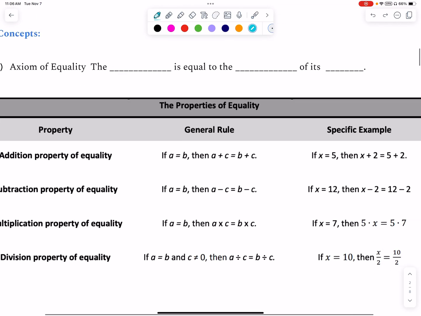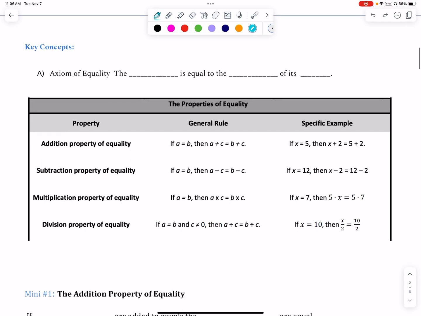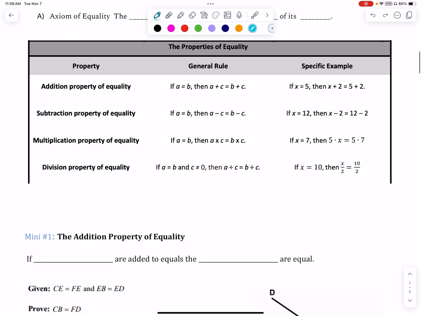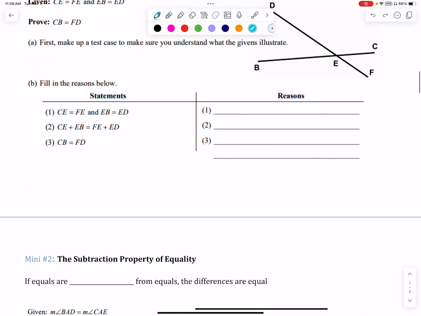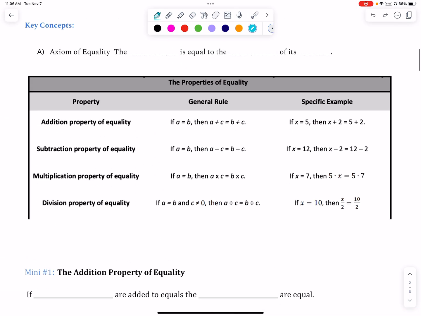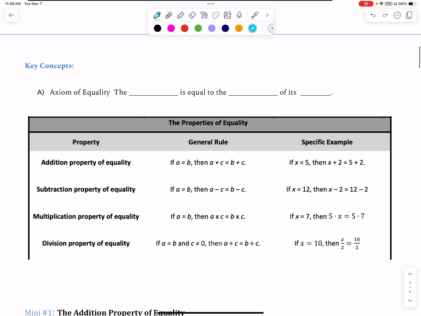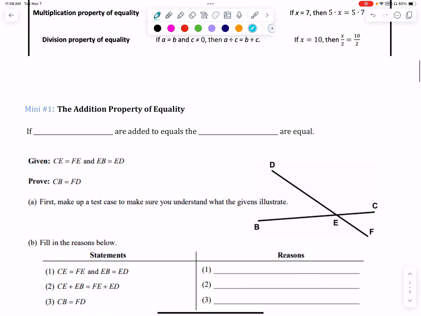Let's keep practicing. I feel like the more we do it, the more you'll get the hang of it. I just copied and pasted the charts by section so you know which ones to refer to, so you're not flipping back and forth. Key concepts. Axiom of equality. The whole is equal to the sum of its parts. We're going to keep going.